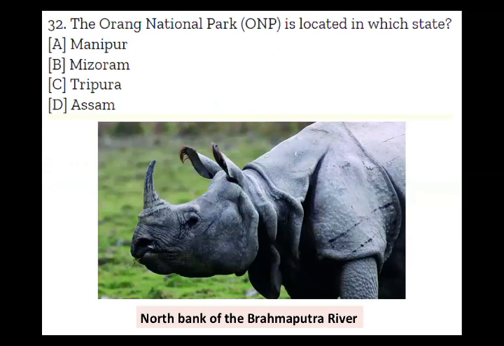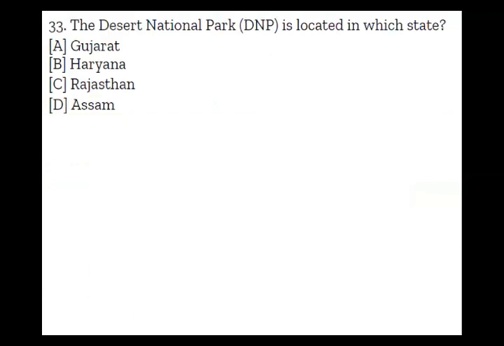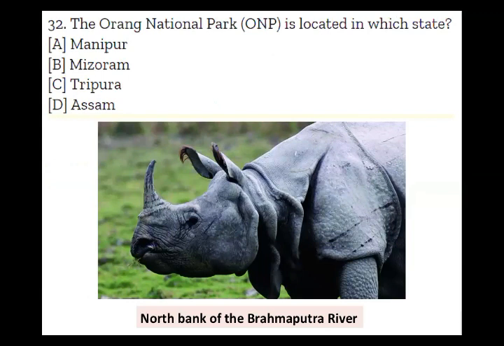The Orang National Park is located in which state? By looking at the picture, you could probably easily answer that it belongs to Assam. It is found on the north bank of the Brahmaputra River, where you will find the one-horned rhinoceros, like in Kaziranga National Park, which is restricted to this particular national park.